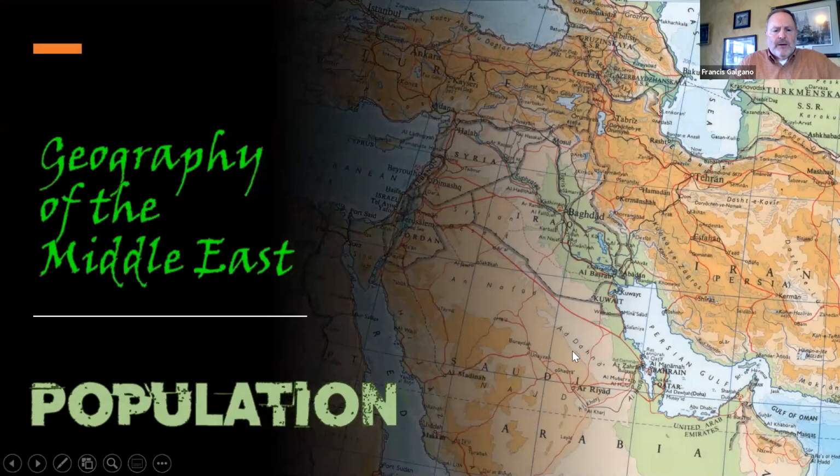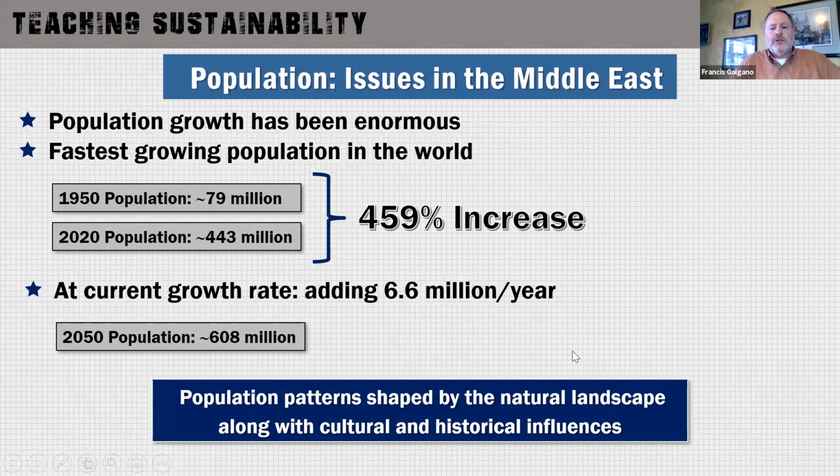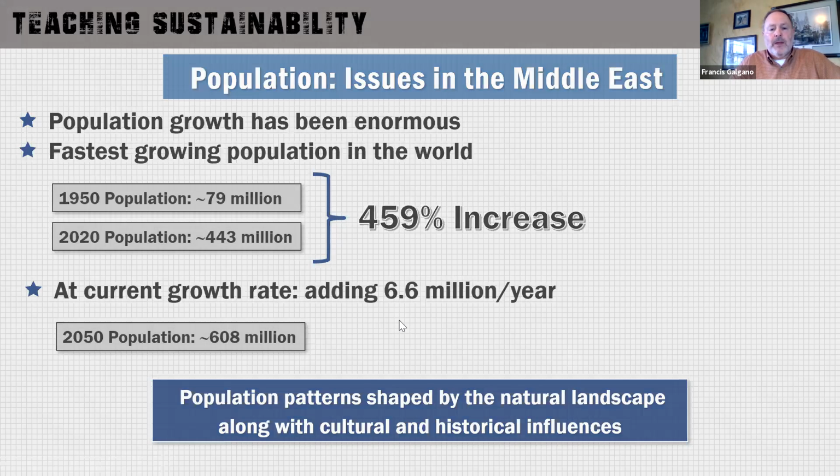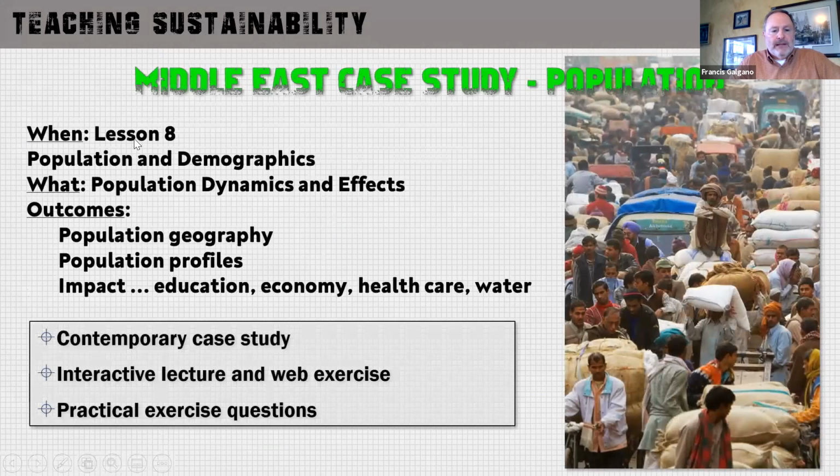The last example I want to take you to really quickly here is we look at population in the Middle East in this particular class, and it has the fastest growing population in the world, about 6.6 million people per year. Again, lesson 8, population dynamics. This is a practical web exercise that they do.